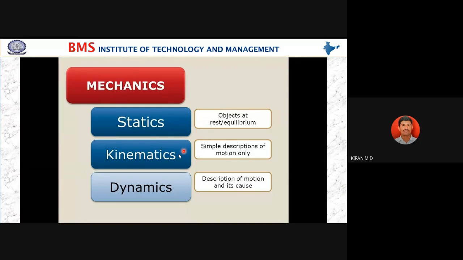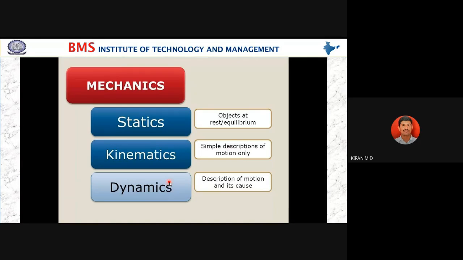Next one is kinematics, the simple description of motions only. Last semester you studied velocity analysis, acceleration, even gears and cams, how the motion will take place. There we are not bothered about any forces. Only motion is considered. So analysis of machine components by considering motion only, we are going to call kinematics.